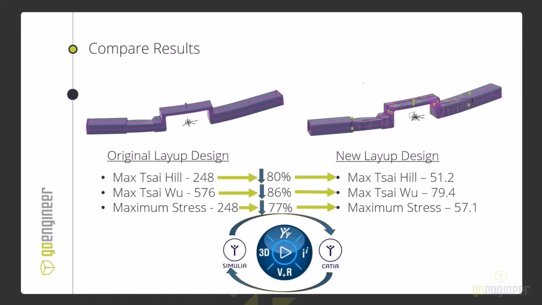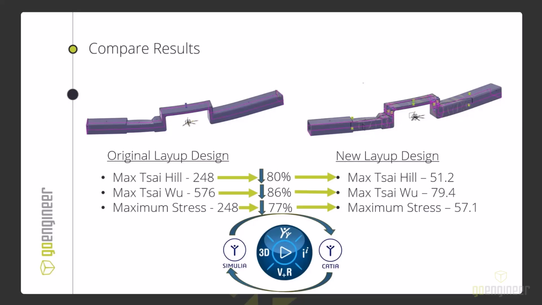So let's compare results between the 2 layup designs. In the original layup design, which was all, just 4 layers of thickness throughout, our Sci-Hill failure criteria was 248. In the new layup design, we got that down to 51. Sci-Wu is a similar story. It was at 576, and we got it down to just under 80. And finally, our max stress failure criteria went down to 57, simply by adding in some extra composites in separate areas. And this is really only possible because of how 3DEXPERIENCE sort of marries together SIMULIA and CATIA functionality.